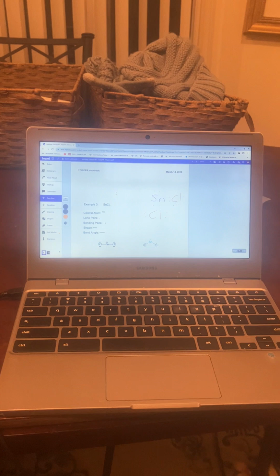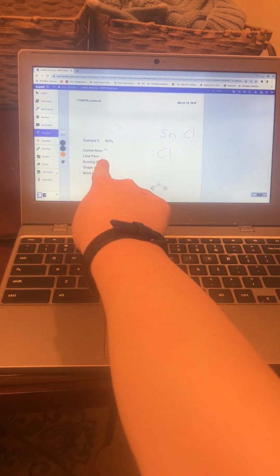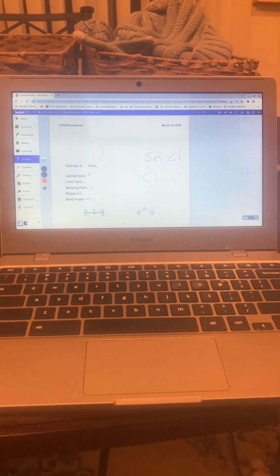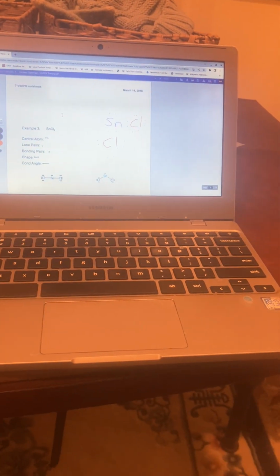Now we have SnCl2. The central atom is tin. There's 1 lone pair, 2 bonded pairs, and it's bent. I'm pretty sure this is also hypovalent, but I'm not entirely sure on this one.